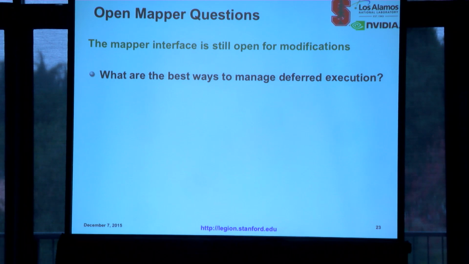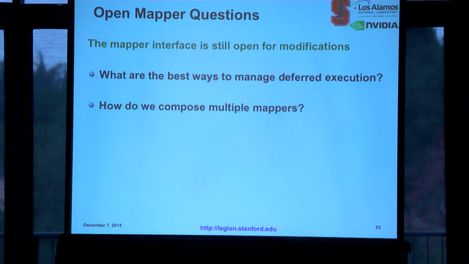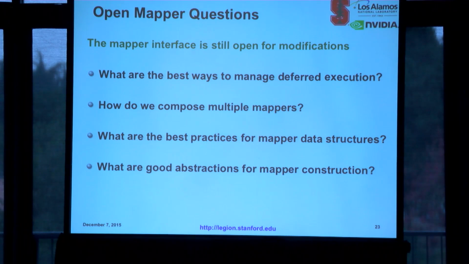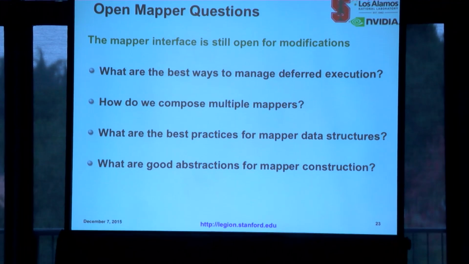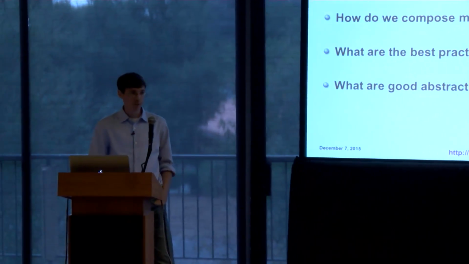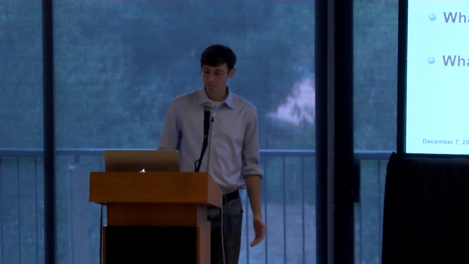What are the best ways for dealing with deferred execution? How do we compose multiple mappers for applications that have libraries that are composing together? What are the best practices for building mapper data structures? What are good abstractions for doing mapper construction? These are all things that we're thinking about and tooling around, but until people actually start building more of these things, we're going to leave them on the drawing board and allow our interface to grow to accommodate what we notice are becoming good practices for building these mappers. So with that, that's the end of my slides. I'm happy to take any questions. I can also take questions offline if anyone wants to ask them there.